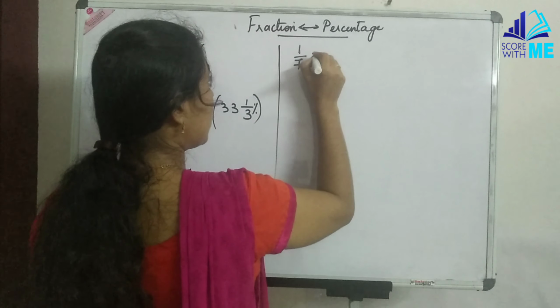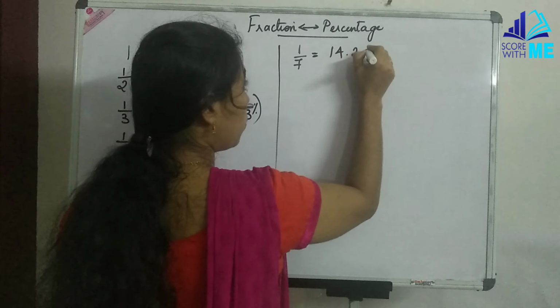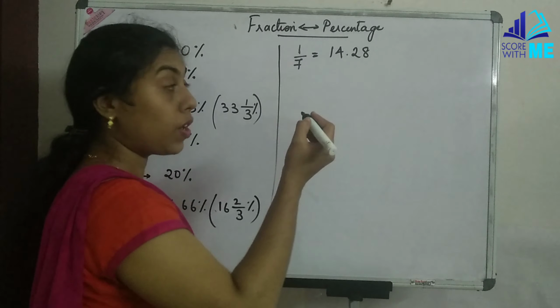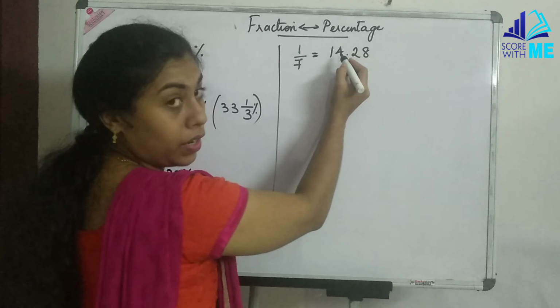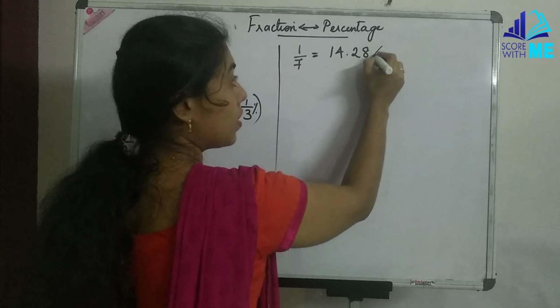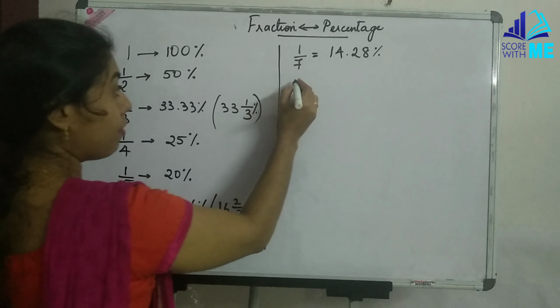1 by 7 again can be written as 100 divided by 7. So that is 14.28. Now to see how to remember this, there is just a short method. 7 2s are 14, 14 2s are 28. So this is an easy way of remembering the 1 by 7 value.